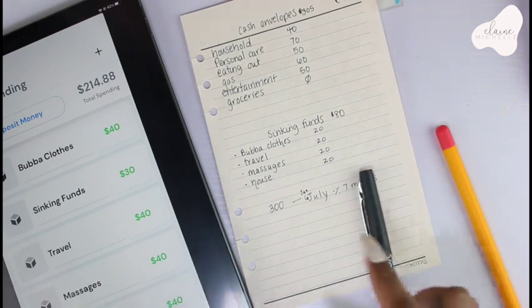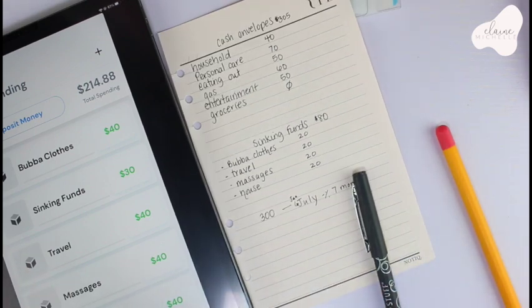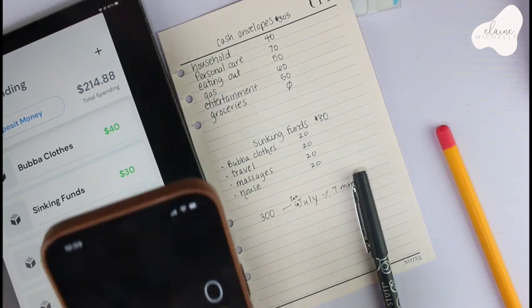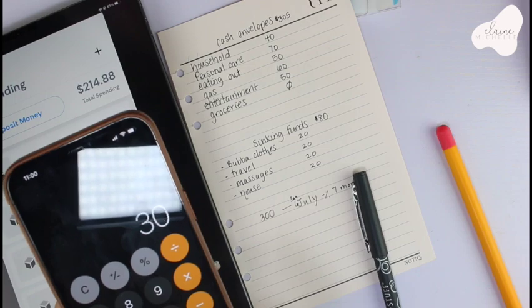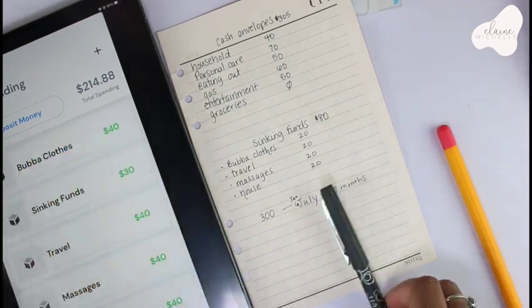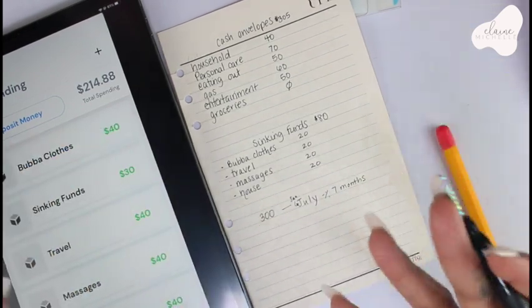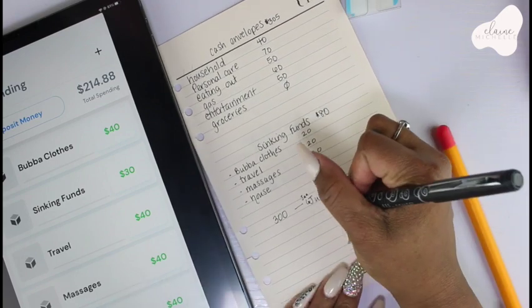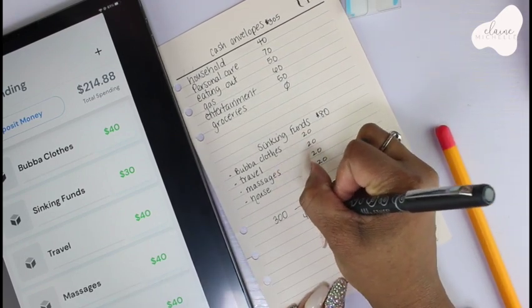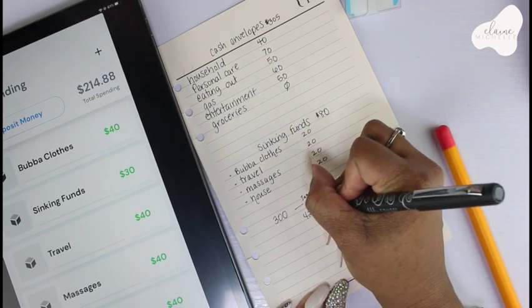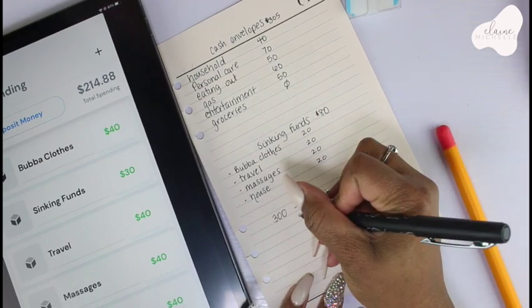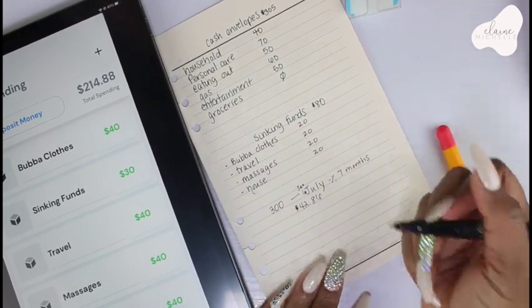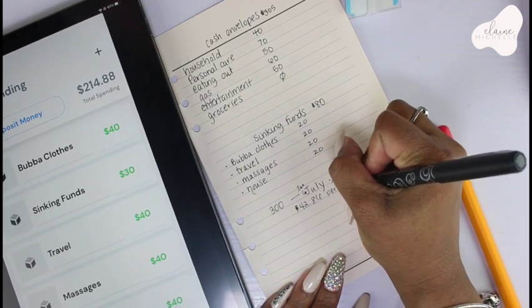So we would do 300 divided by 7. Let me get my good calculator out here. Y'all know I ain't no mastermind, okay? 300 divided by 7 is going to be $42.85 a month, right? So 42.85, let's just put 86 because it has so much more colors. So 42.86 is what I need per month.